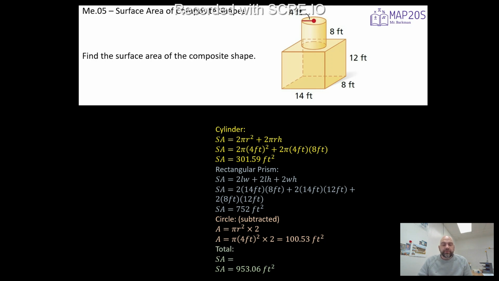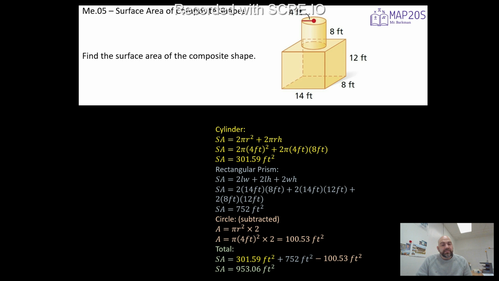All right, now we have all of the values that we need. To find our total surface area, we need to combine all of our values. First of all, I'm going to take the cylinder and plug that into my equation. I'm going to take the rectangular prism and add that. And then we're going to take the circle and subtract that from the whole thing, because that part of those 2 shapes is not seen. When you do these calculations, you should get an answer of 953.06 square feet.